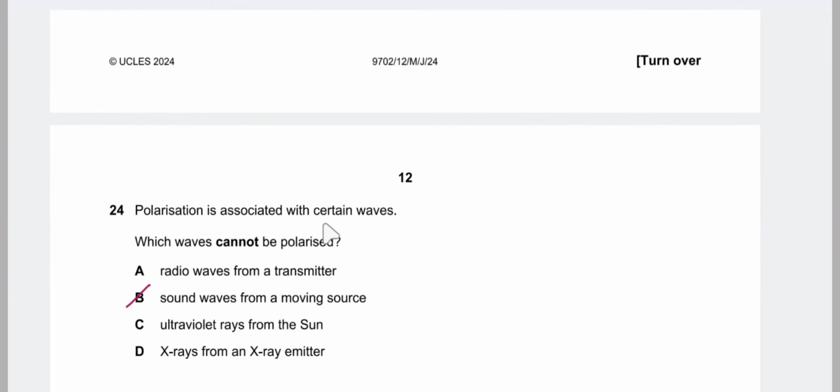24. Polarization is associated with certain waves. Which waves cannot be polarized? Transverse waves can be polarized while longitudinal waves cannot be polarized. Radio waves are transverse waves, so they can be polarized. Then microwaves, infrared radiation, visible light, ultraviolet, X-ray, gamma ray are all electromagnetic waves, so they are transverse. Sound wave is a longitudinal wave, so it cannot be polarized.